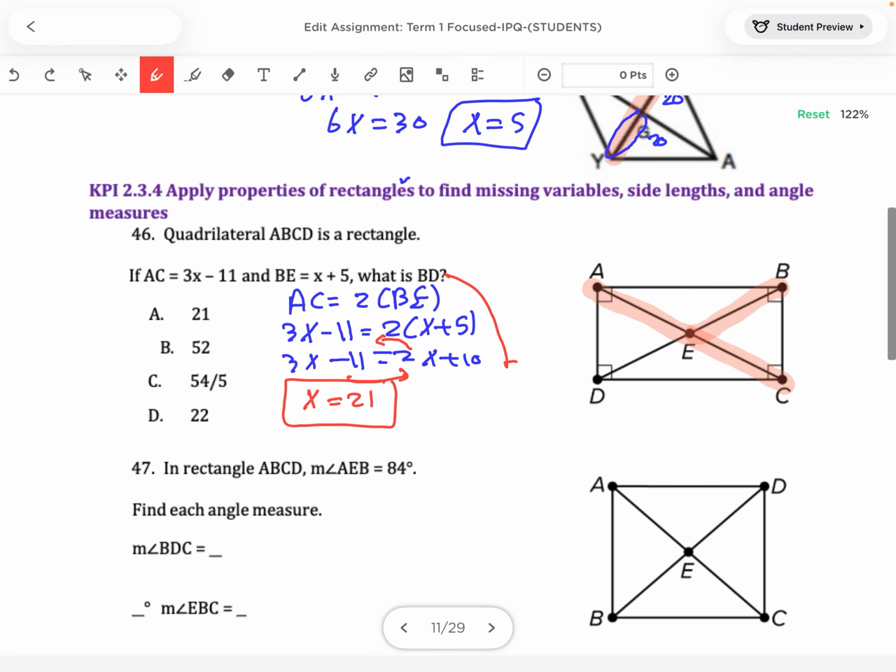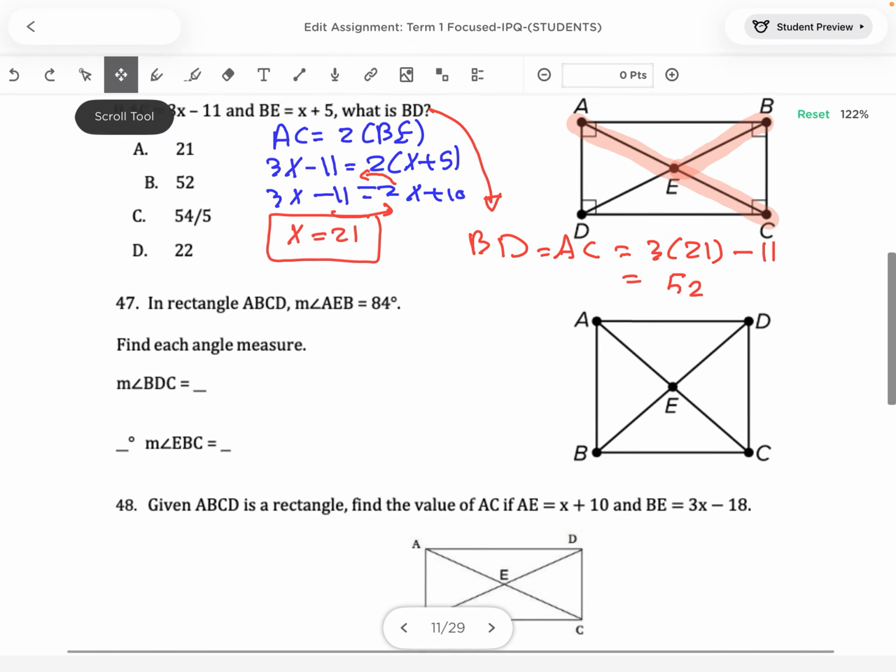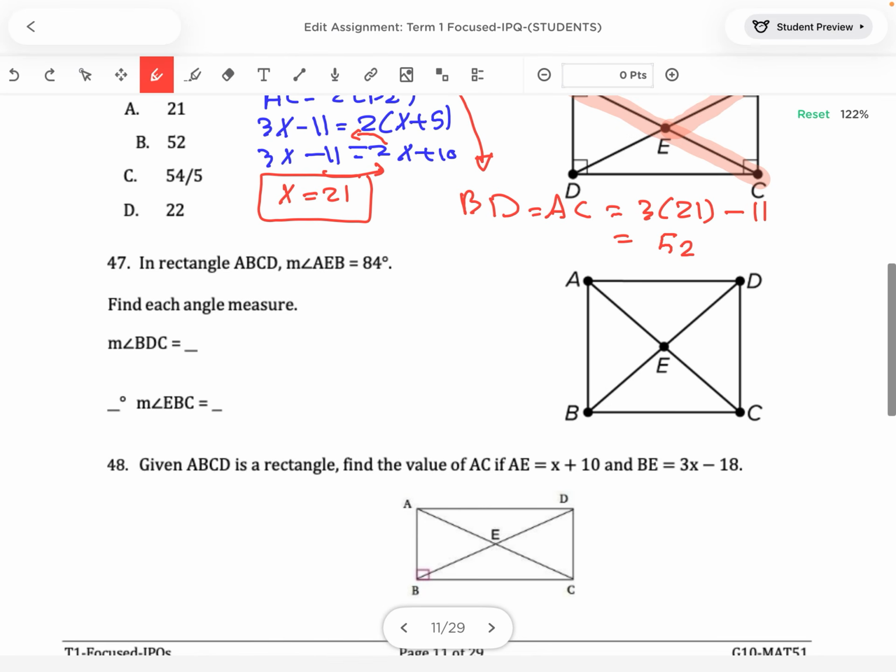The question needs BD, equal AC, that equals 3 times 21 minus 11, 52. Now, the question here gave me the angle AEB to be 84.